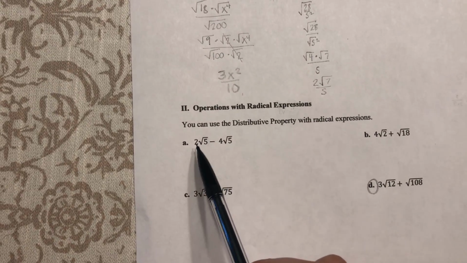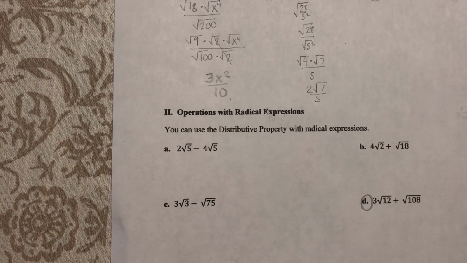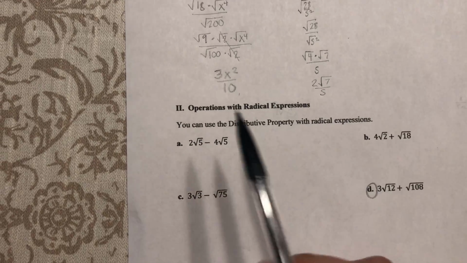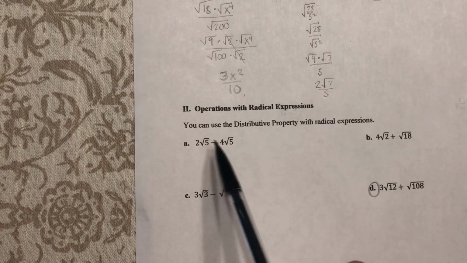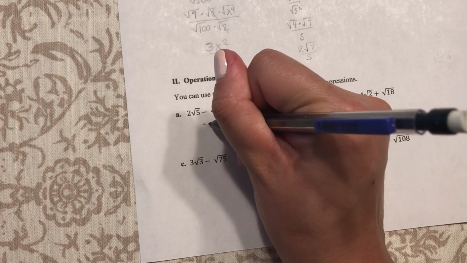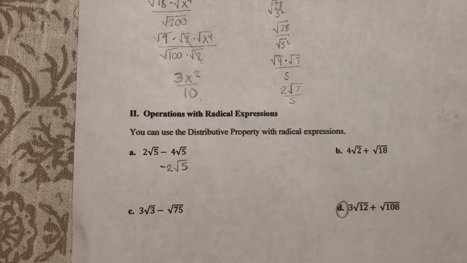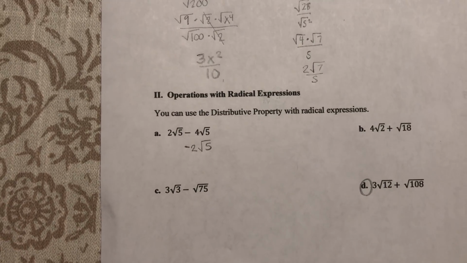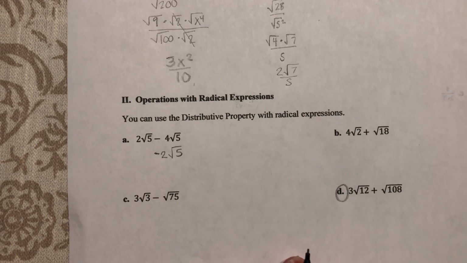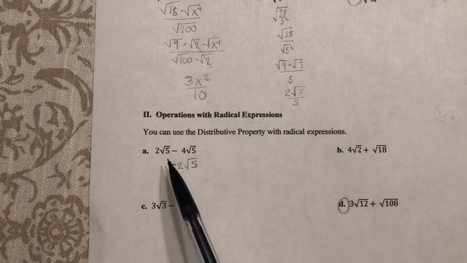So if you have 2 root 5 and you're subtracting 4 root 5, you're just combining like terms because they both have a root 5. So you're just doing the operations on the coefficients. So that's 2 minus 4 is negative 2 root 5. Like if you had 2x minus 4x, that would be negative 2x. It's the same idea.